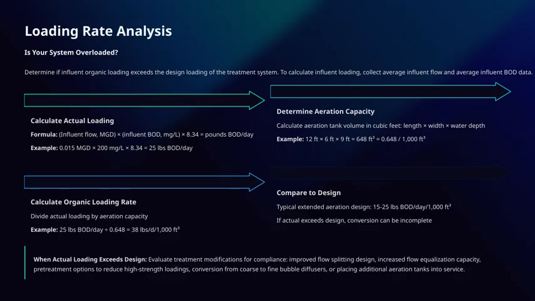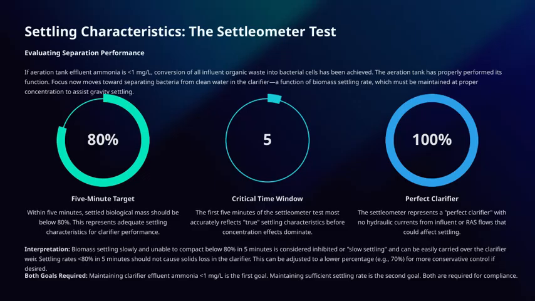So, what do we do if the actual loading is higher than the design? Well, we need to evaluate potential modifications to improve treatment efficiency. Options include better flow splitting, increasing flow equalization capacity, implementing pretreatment to reduce high-strength loads, switching from coarse to fine bubble diffusers, or even adding additional aeration tanks. Overall, understanding and managing loading rates is crucial for maintaining effective treatment and ensuring your system operates within its design parameters. Let's take a closer look at the settling characteristics through the settleometer test.